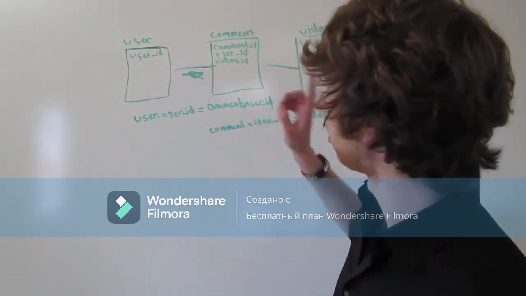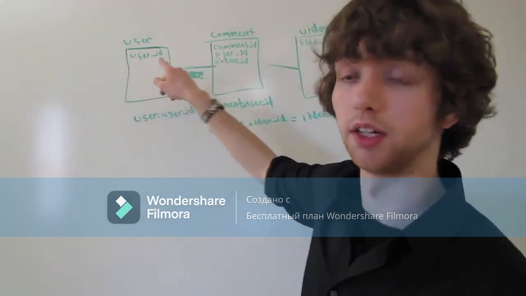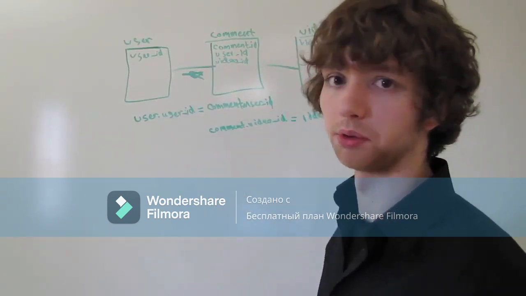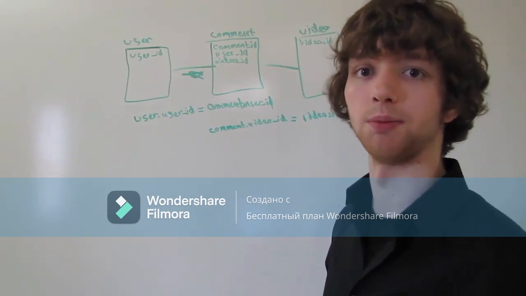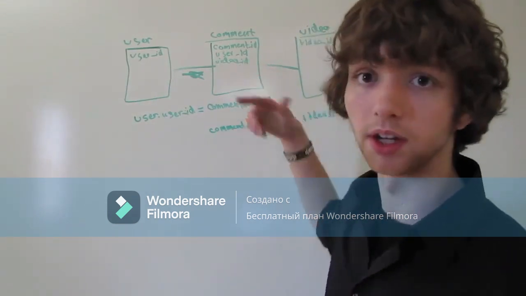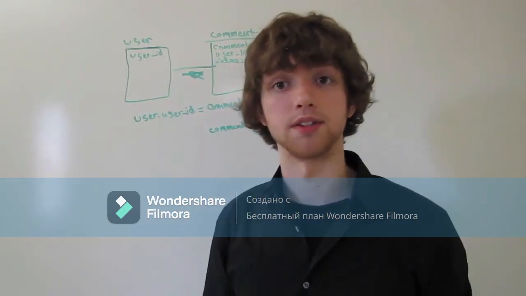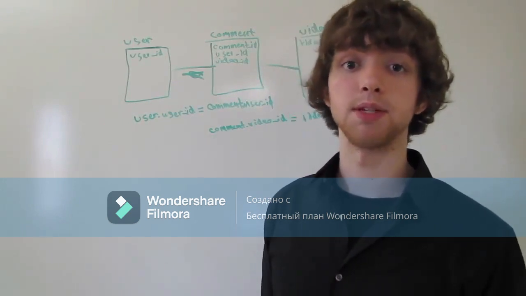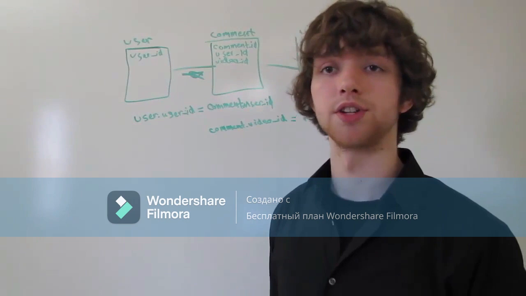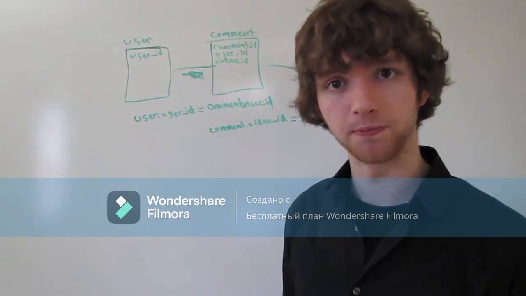Now, a comment can only be posted by one user and can only be posted on one video, because each individual comment is going to be a separate row in the comment table. So for video ID, we're going to have that set to not null. And also for user ID, we're going to have that set to not null. That's because there should never be a comment that doesn't exist on a video, and there should never be a comment on a video that wasn't posted by a user, right?